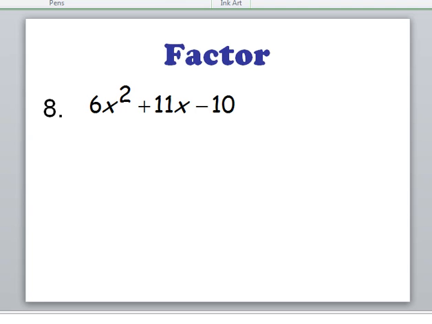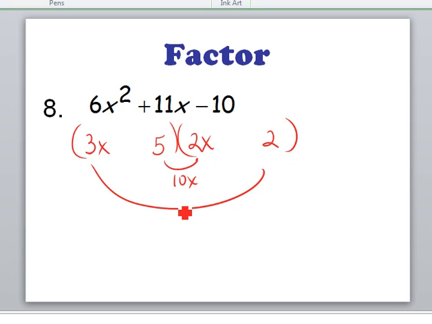My next problem, I have no greatest common factor again. I'm going to try 3x times 2x first. Typically, the ones that are closer together give us the correct answer. Whether or not that's the case in this problem, we'll see. I'm going to try 5 and 2, which are factors of 10. If I put 5 here and 2 here, that gives me a 10x and a 6x. So no, that doesn't work. So I'll have to get out my eraser, try it again.